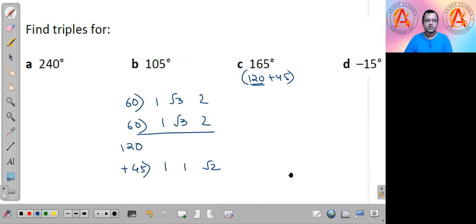So Uditi, this is your final answer, or okay, let's see. Let's calculate, no? So let's do it together. Here we will get minus 2, and here 2 root 3, and here 4. So when we divide it by 2, we get minus 1, root 3, 2. Correct, no? We get minus 1, root 3, 2 for 120 degree.